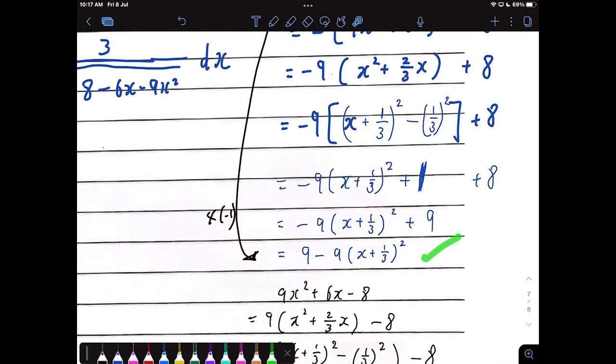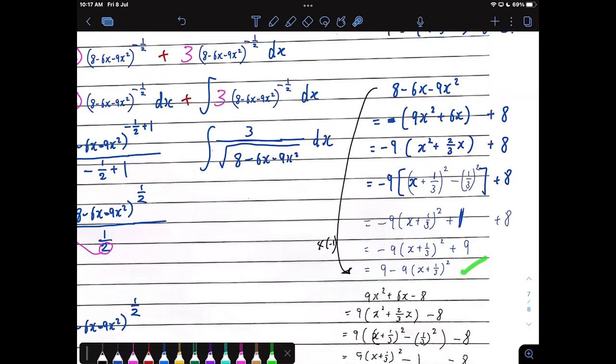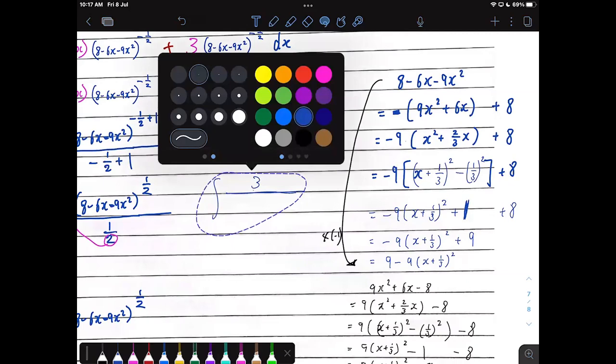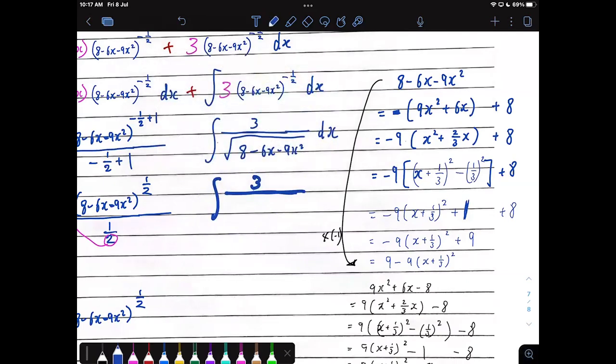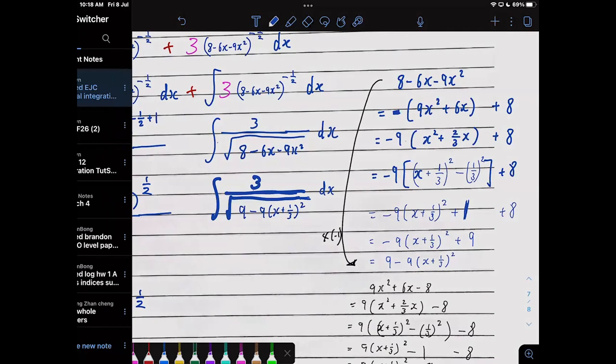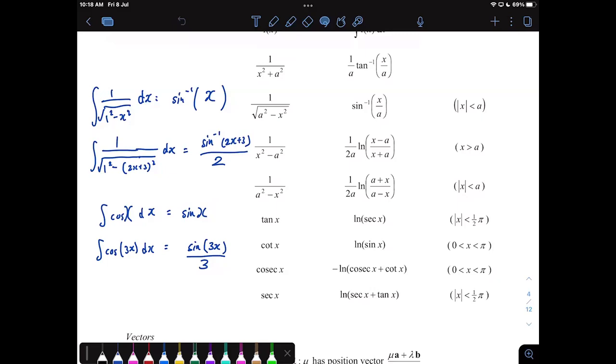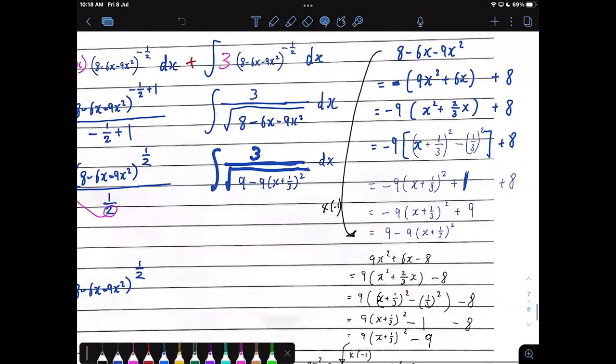So now I'm going to end up with the integral of 3 over, let me change the font size, square root of 9 minus 9 bracket x plus 1/3, close the bracket square, dx. Can we use the formula already from MF26? Cannot. Why? Must write like 3 to the power of 2.